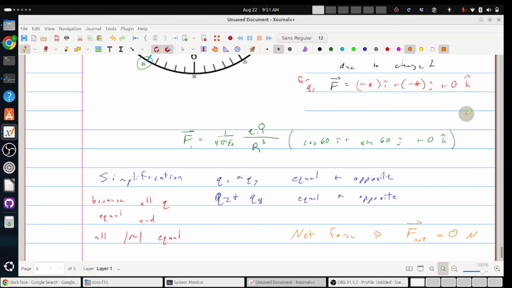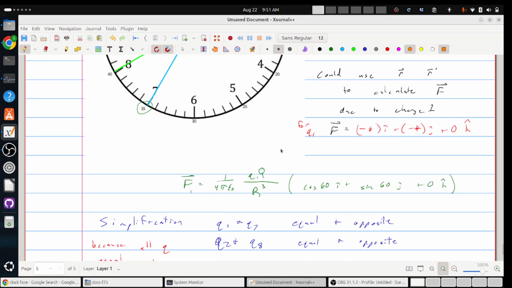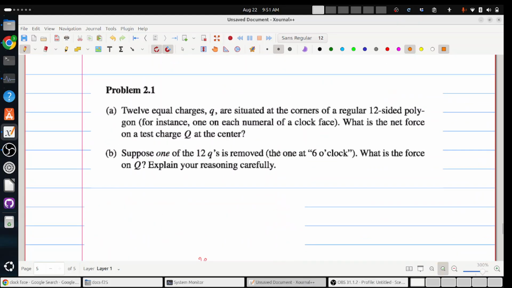So it initially sounds like this is a horrible problem. But it's not, because you don't have to actually calculate your numbers for all of them. If they were not all equal charges and not all at the same distances, then you would have to do it all. But as we'll see, we'll make the computer do that for us. Now, the second part of this problem we'll talk about a little later.